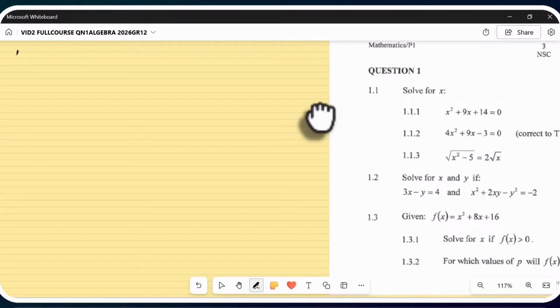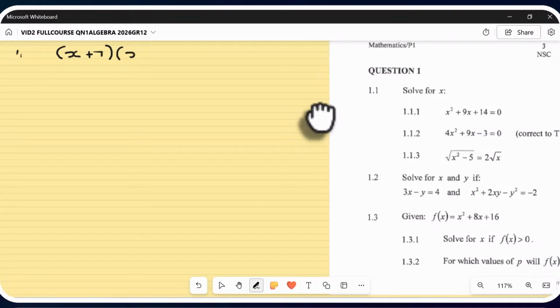That is x, okay, x plus 7 times x plus 2. Okay, so in here, you say equals to 0.